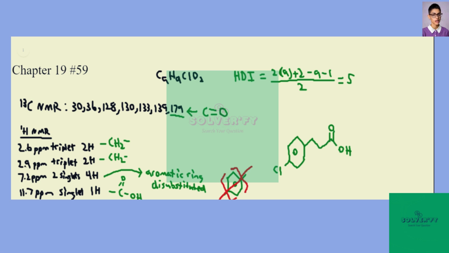And so again, I think the way to approach this problem is to do an HDI from the formula that you're given. Think about what the carbon-13 NMR is telling you, which is that there is a carbonyl, and also that we have two pairs of equivalent carbons. And then just use the proton NMR to get the pieces of this molecule and assemble them in a way that makes sense. And that's the answer to Chapter 19.